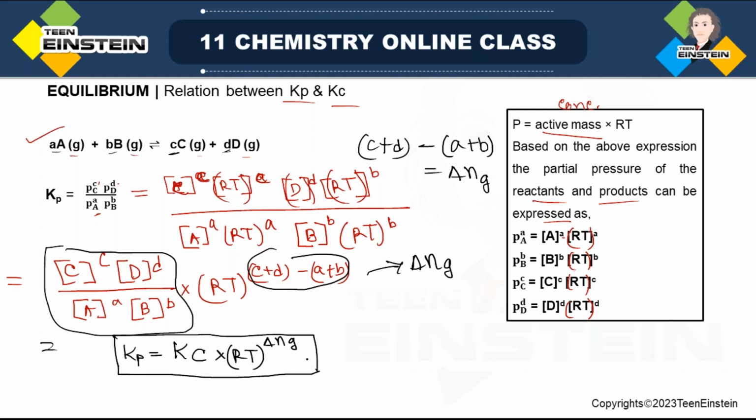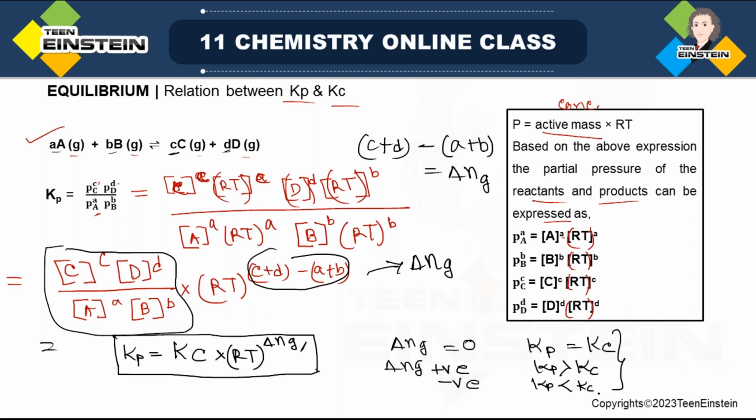Now one thing is clear. Suppose del Ng value is 0, both side coefficient, when you are doing this subtraction you are getting 0. So if it is 0, obviously Kp and Kc both will be same. Similarly, if del Ng is positive, that means Kp should be greater than Kc, and if it is negative, that means Kp is lesser than Kc. So these are the different possibilities we can get for the relation between Kp and Kc, provided del Ng value is 0, positive or negative, right?